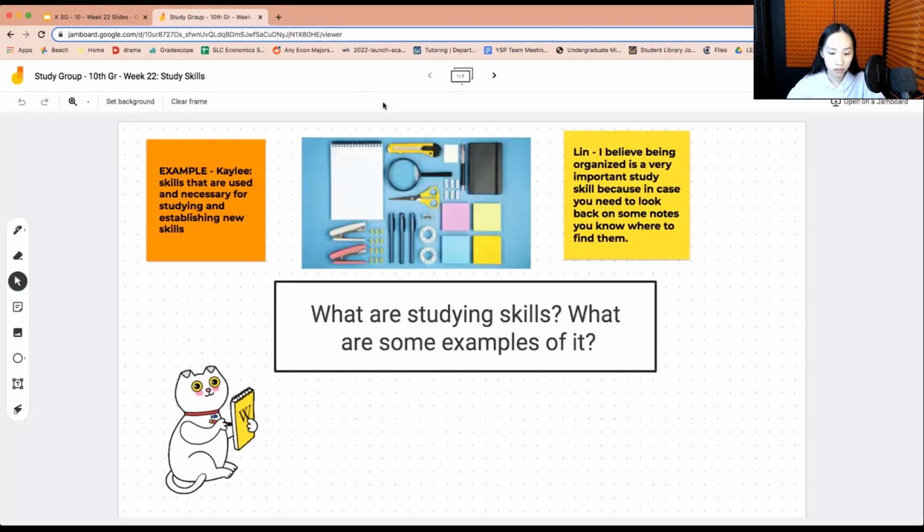All right. So what are studying skills? So studying skills to me are skills that are necessary for studying and learning something new, and it is establishing new skills, right? And then one of my students wrote, I believe being organized is an example of it, right? It is part of studying skills because you need to write notes, you need to know where to refer back to it, all of that.